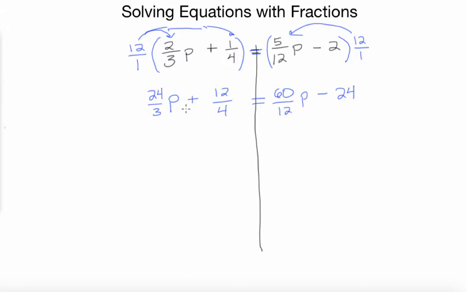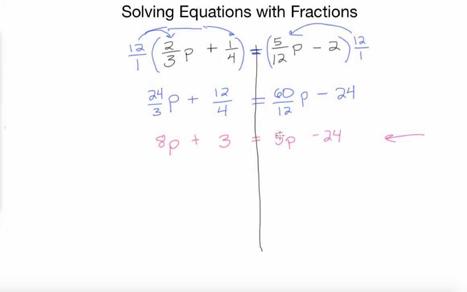Well, let's take a look at all my fractions now. I multiplied everything by 12. 24 divided by 3 is just 8. That's nice. 12 divided by 4 turns into 3. That's pretty convenient. 60 divided by 12 is 5. And I still have 24. Now look at this whole equation I've got. That's a much friendlier equation to solve. There's no more fractions involved.